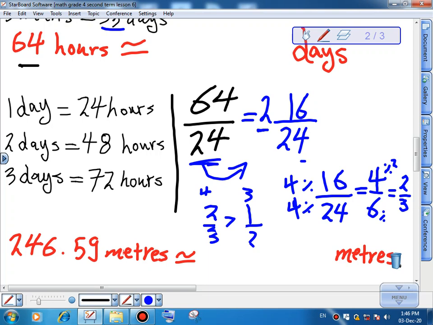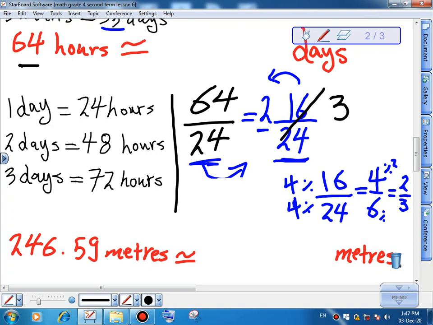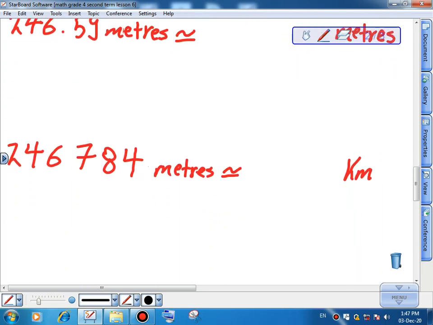So is this part a weak or strong number? It's a strong number. Just add 1 to the whole part, add 1 to the number 2. It will be 3, and cancel the fraction. So 64 hours to the nearest days will be 3 days. I can get 3 days from 64 hours. Next one.